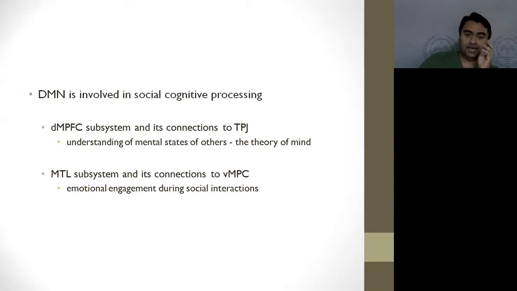Among the two subsystems, the first one, the dorsomedial prefrontal cortex, is involved in understanding mental states of others, which is referred to as the theory of mind, which we'll talk about. And the medial temporal lobe subsystem is more so involved in the emotional engagement in the social interactions.